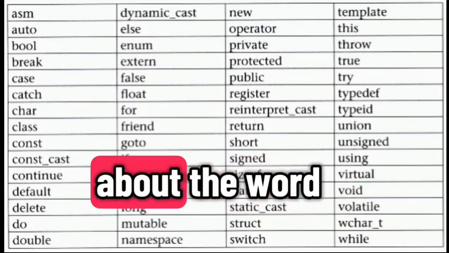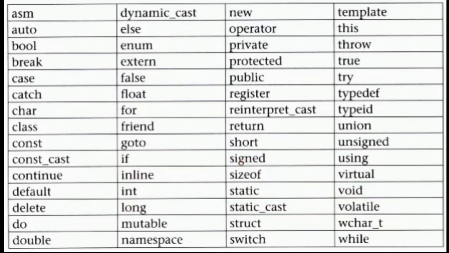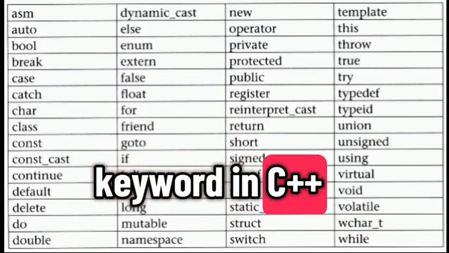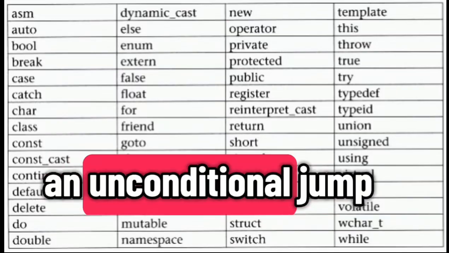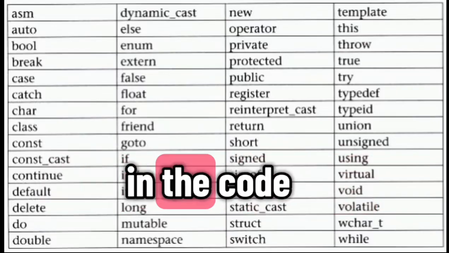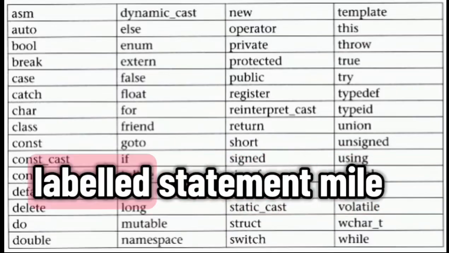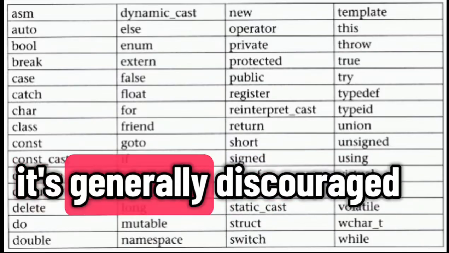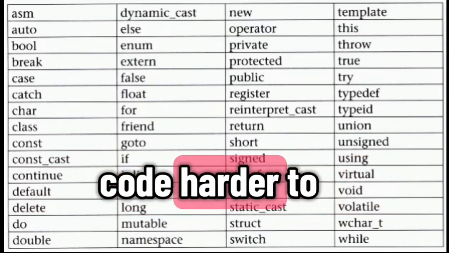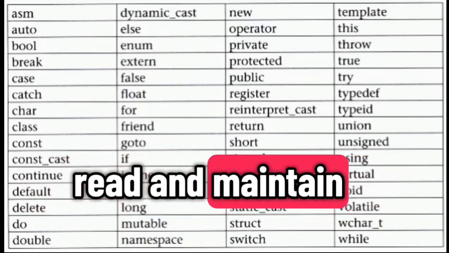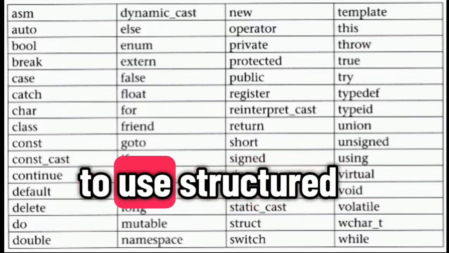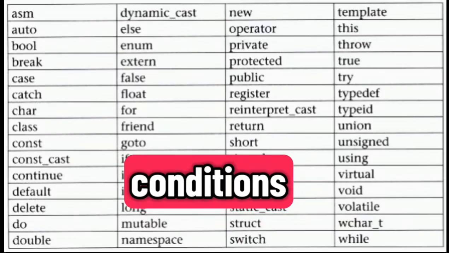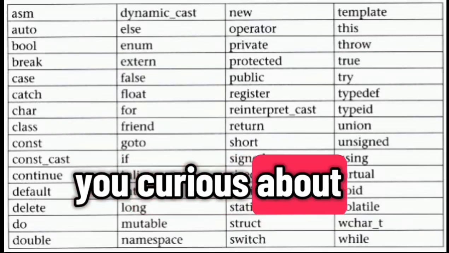Okay, nice. How about the word goto? The goto keyword in C++ is used for an unconditional jump to another point in the code, specified by a labeled statement. While it can be powerful, it's generally discouraged because it makes code harder to read and maintain. It's often better to use structured control flow mechanisms like loops and conditionals. What else are you curious about?